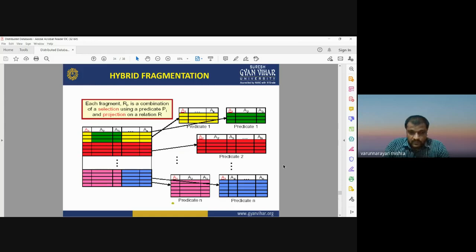So you can see here the entire table is fragmented, or you can say separated into different tables depending on the projection and the selection, that is Pi or Ri. This is the way we can do the hybrid fragmentation.